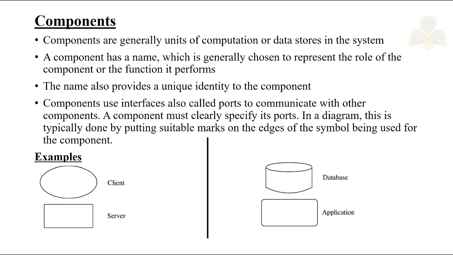Whenever we are representing these components in the architecture view of the system, it is desirable that we should have different notations. We cannot use the same notation for every component, right? So we have different notations. What are these notations?